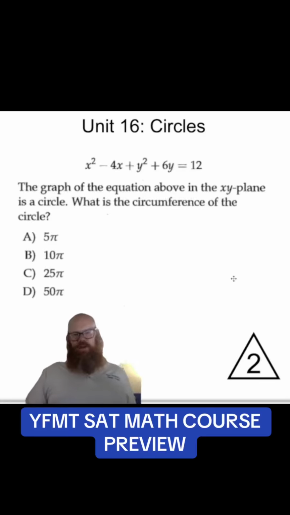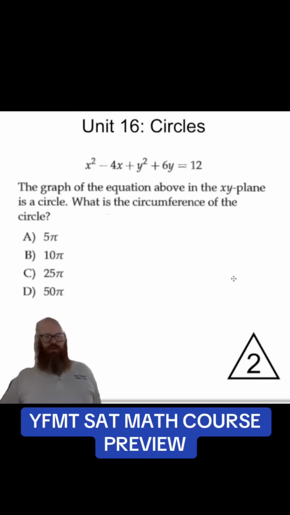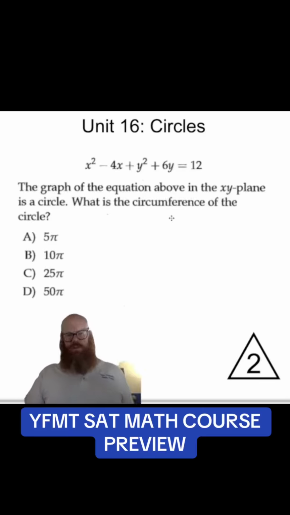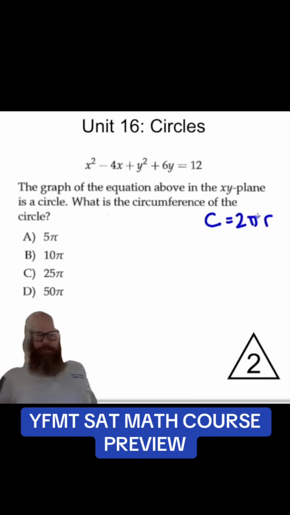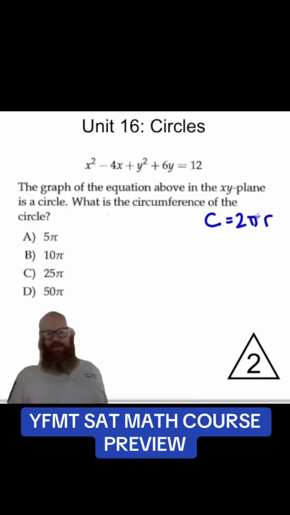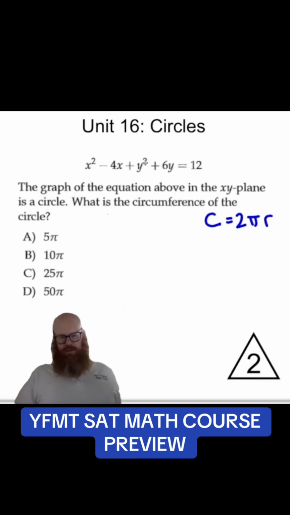And we got the graph of the equation. What's the circumference of the circle? So in order to get the circumference, we are going to need the radius, because the circumference is 2 pi r. Could be pi times diameter, but we're going to more easily be able to find the radius given the information. So in order to find the radius, what I want to do is complete the square.